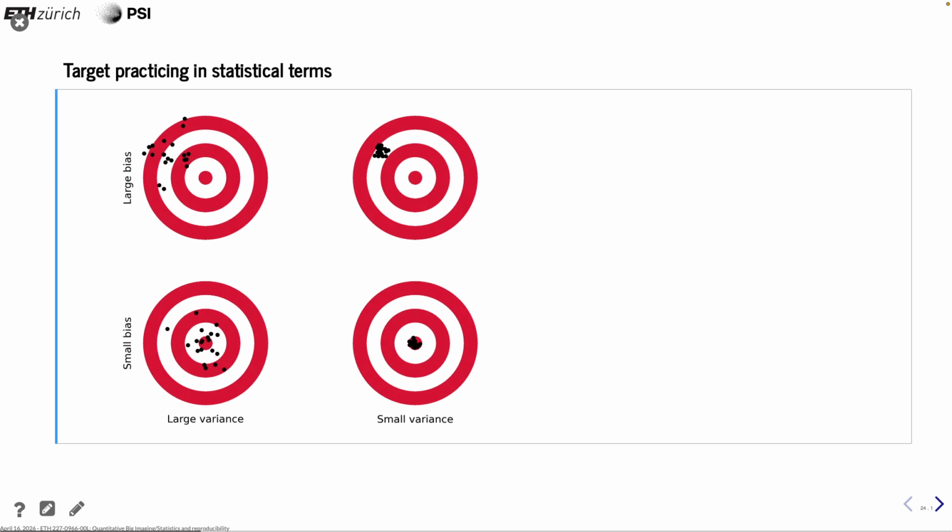This can also be translated into statistical terms. And here we're talking about large bias and small bias, large variance and small variance. So there is a connection between these terms, and it's good to work with those.